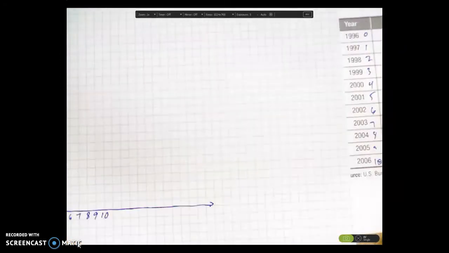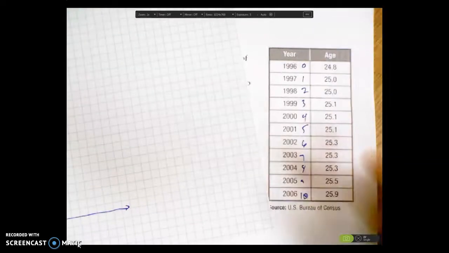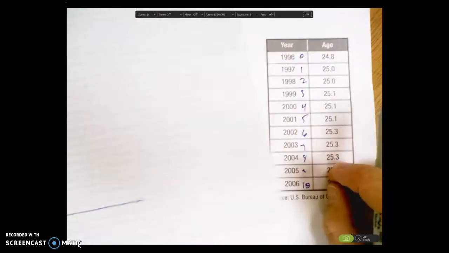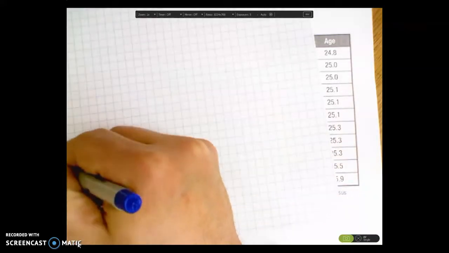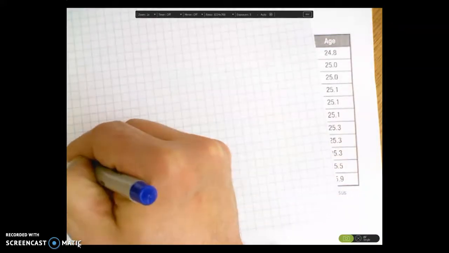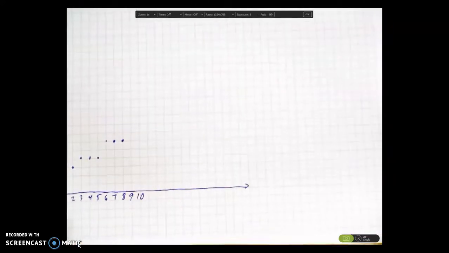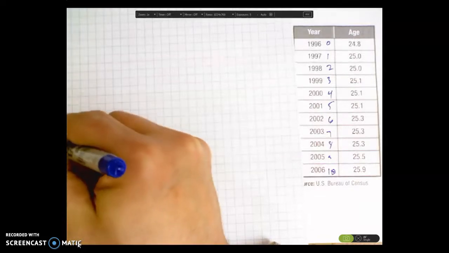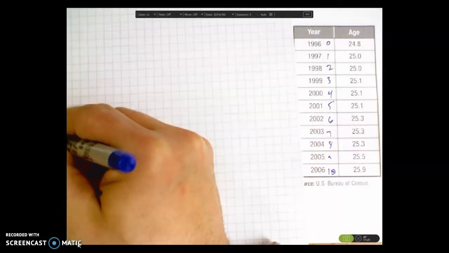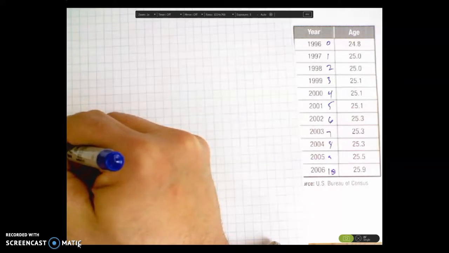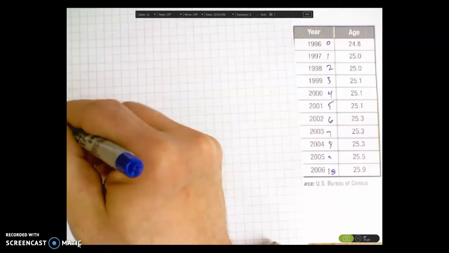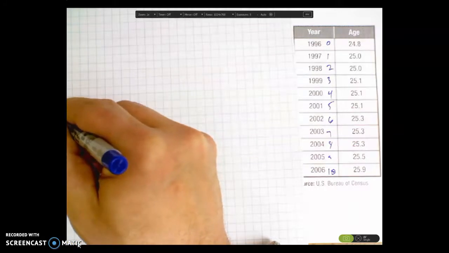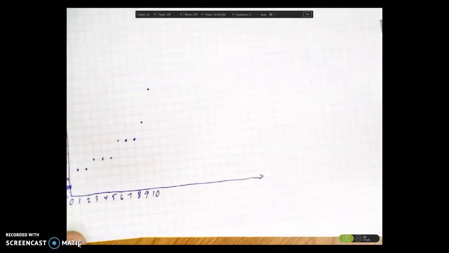All right. So year 6, we have 25.3. And that's good for 6, 7, and 8. If you see, it's the same value, 25.3, 25.3, 25.3. So that's 6, 7, and 8. So now we look like that. And then in year 9, it was 25.9. Nope, 25.5. Sorry, year 9 was 25.5. And year 10 was 25.9. So there is the data.